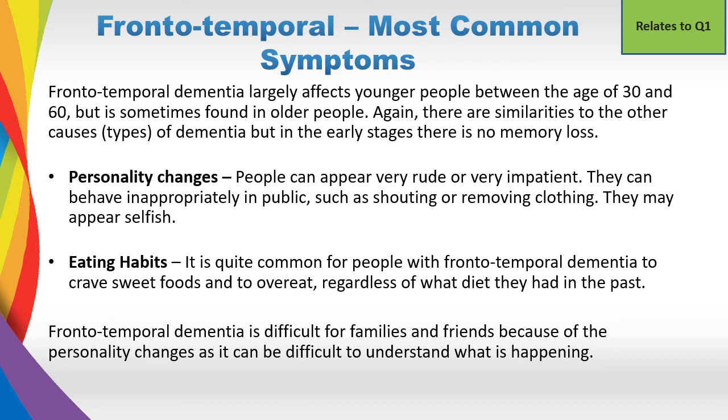It can be very difficult for family members and friends of the person with frontotemporal dementia. So remember, the people are sort of 30 to 60, 45 to 60-ish in age when they're getting frontotemporal dementia, so they're very much in almost the prime of their lives. So it can be very difficult for family and friends to take on these personality changes and understand what's happening, because obviously on the outside the person will still look the same.